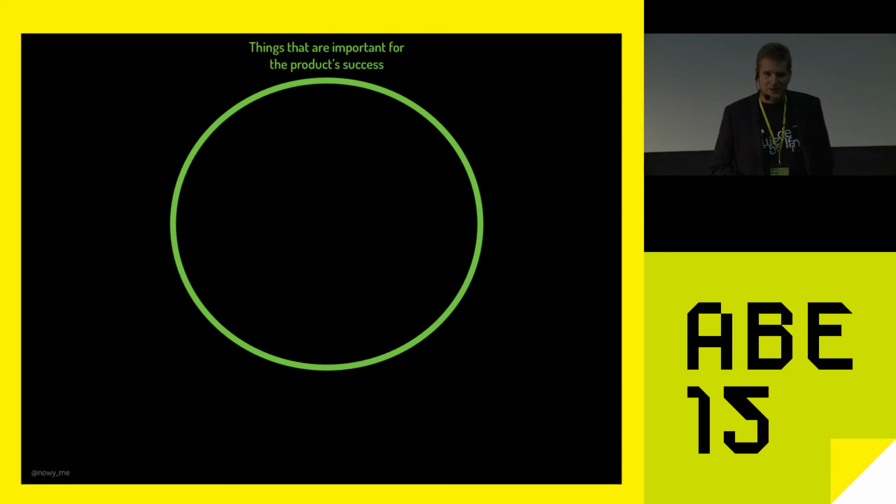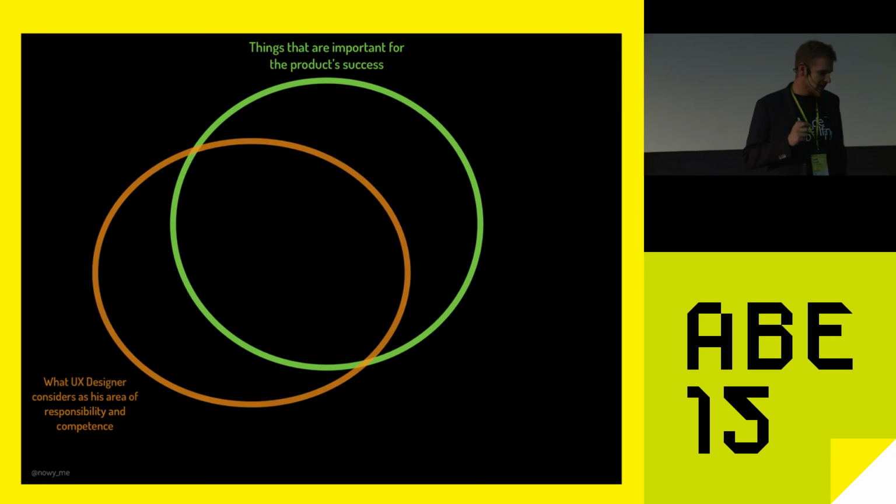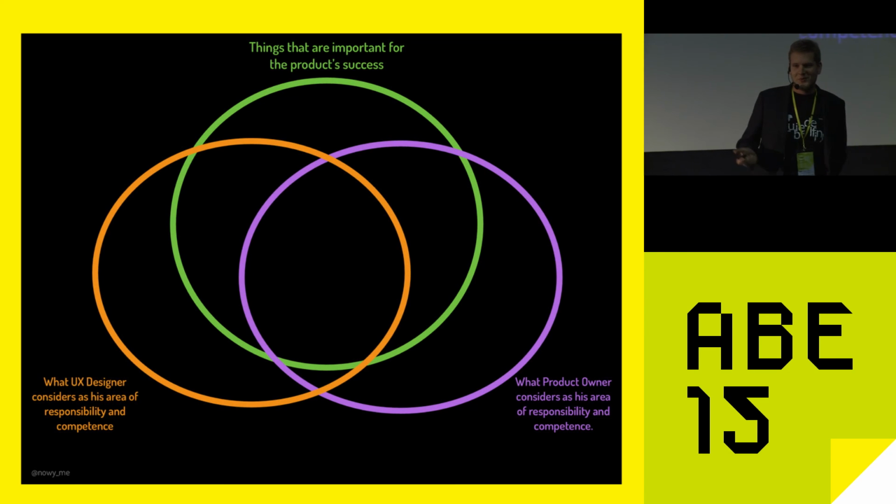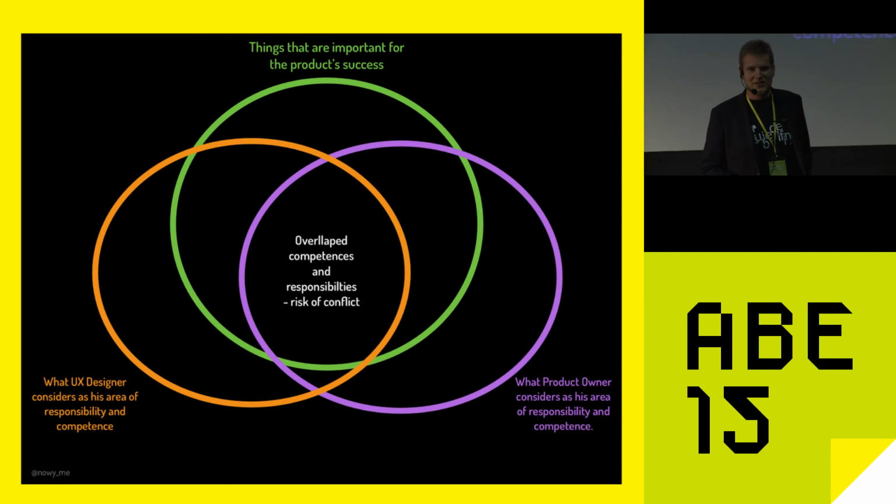So the first approach, the common approach, which I've met a lot of times: imagine that this circle contains all of the important things for the product's success. And here is what the UX designer considers as his area of responsibility and competence. And here is what the product owner considers as his area of responsibility and competence. Basically what we've got in the middle is overlapped competences and responsibilities, and there is a huge risk of conflict, because two people think that they are responsible for the same area, the same task, the same model in the product, the same decision, and it causes a lot of conflicts.